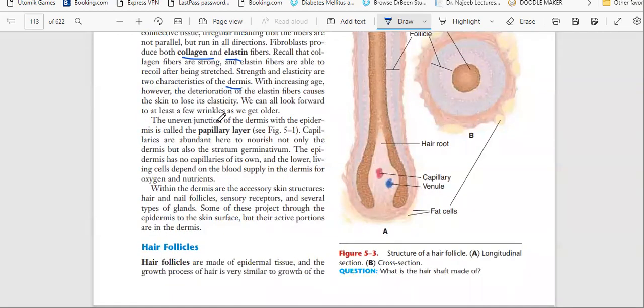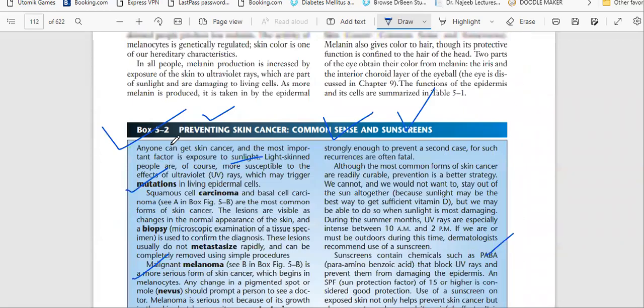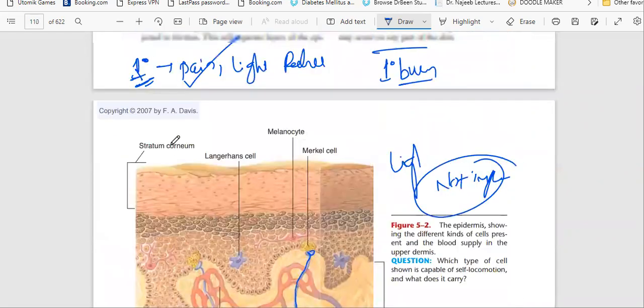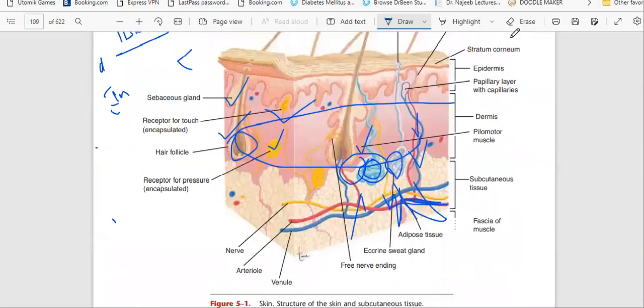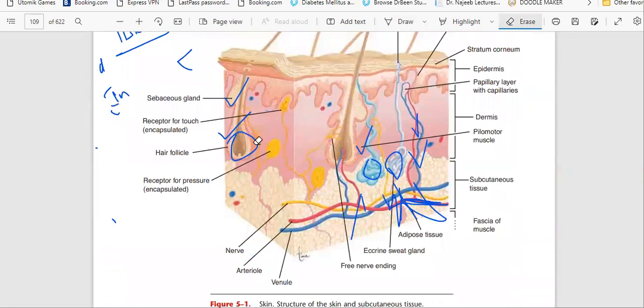The uneven junction of the dermis with the epidermis is called the papillary layer. So the junction between the dermis and the epidermis is called the papillary layer. Here we have the junction. You can see that this is the junction. This is the papillary layer. Here the papillary layer is given.